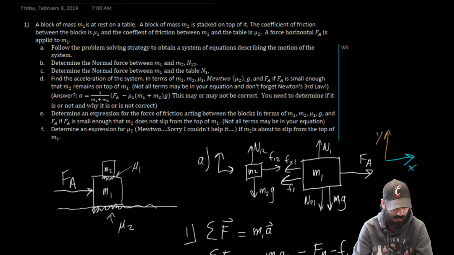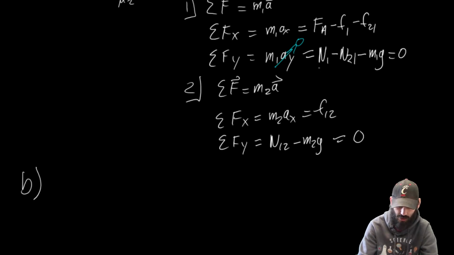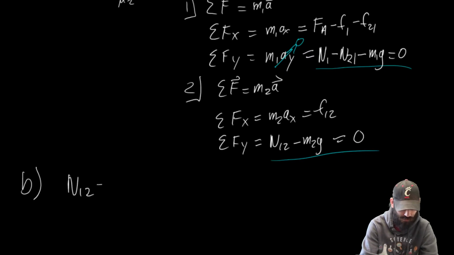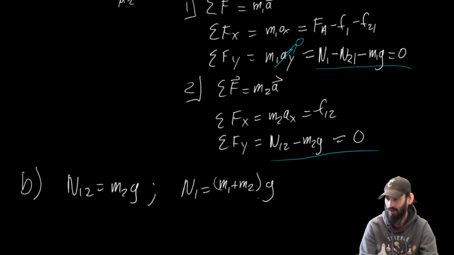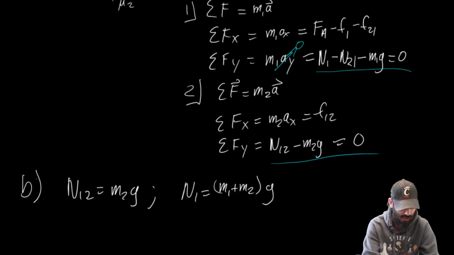That's the next portion that we have here. And so when we do that, this is part B. So part B is basically just take this equation and this equation right here and solve for N1 and N12. So for the bottom equation, what we end up finding is that N12 is going to be equal to M2G. And from the top equation, we end up seeing that N1 is going to be equal to M1 plus M2 times G. Okay, so that's part B and C, actually. So we have part B and C.